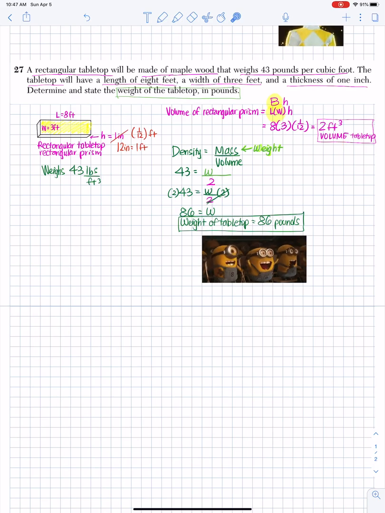So now we have density equals mass over volume. Mass is another word for weight, which is what we're trying to find. So 43, that's the density they gave us in the problem. 43 equals weight over 2. 2 is the volume we just solved. The opposite of divide is multiply, and what you do on the right, you do to the left. So 2 times 43 is 86, and so the weight of the tabletop is 86 pounds.